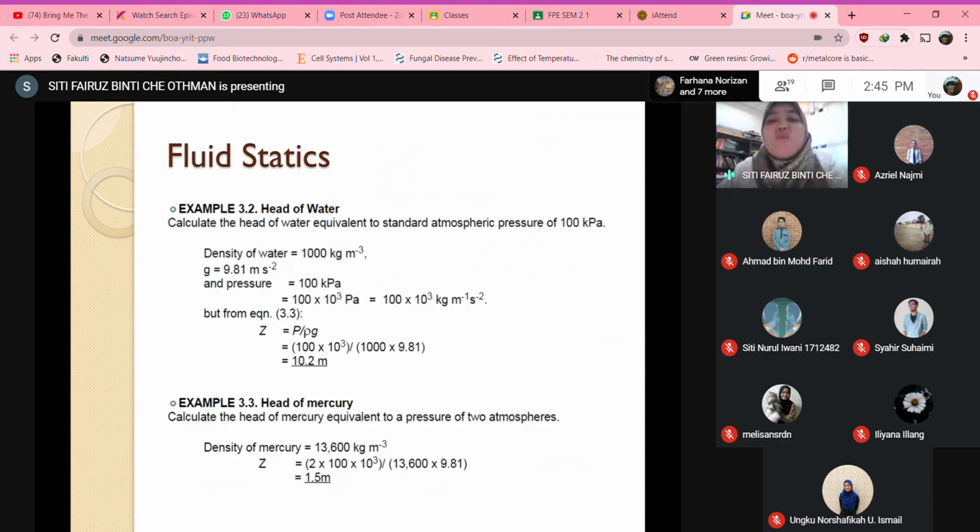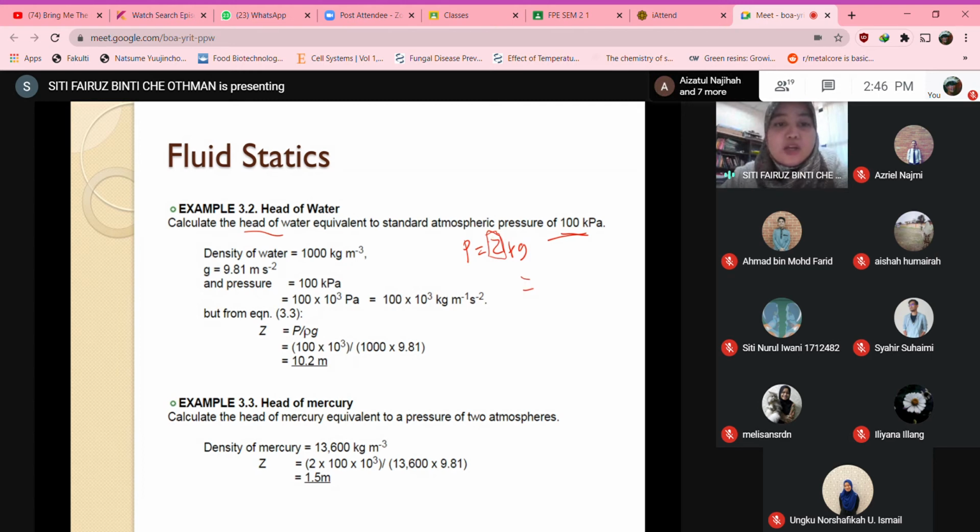Alright, so example, head of water. Okay, ni cases lah. If you want to discuss about, how do you want to visualize lah. If you want to discuss, instead of talking about pressure, you talk about the height. Contoh, okay, calculate the head of water equivalent to standard atmospheric pressure lah. Tadi we already know that mula-mula P equals to rho g Z, betul tak? Sekarang you want to know the height, okay, the height.